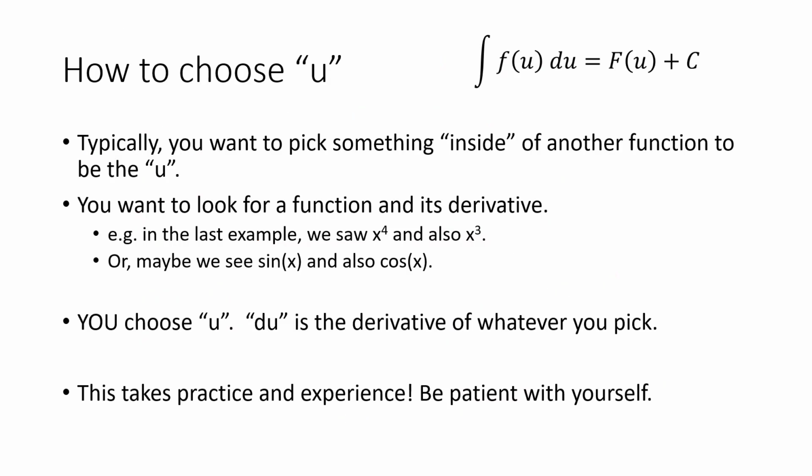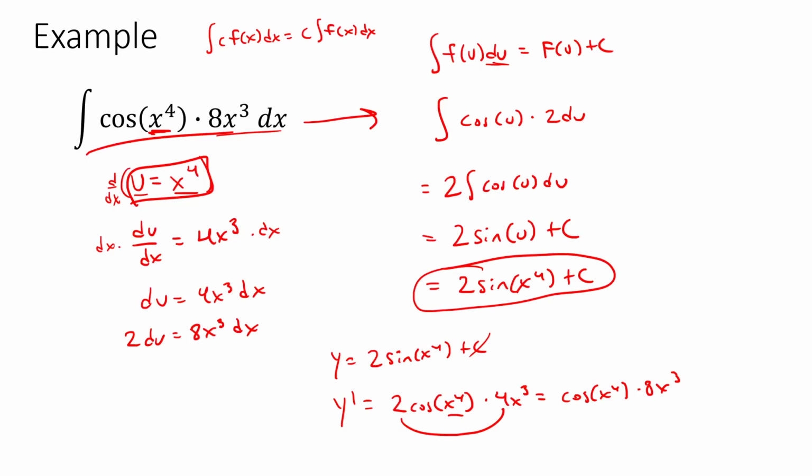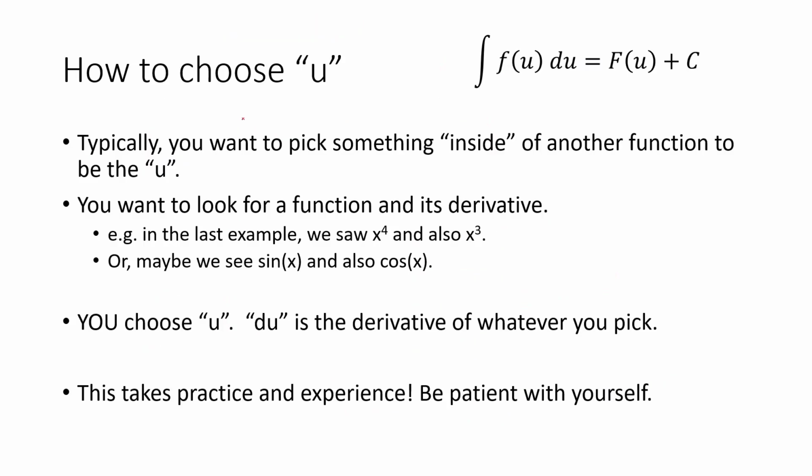Another thing is you want to look for something and its derivative. So last time, we know the derivative of x to the fourth is going to be something with an x to the third. So that's another little trick we look for. Or maybe you see a sine, and so then you know the derivative is cosine or something like that, or tan and secant squared. You get to decide what you want u to be. You don't get to pick du. Du is literally, you can think of the d as telling you to take the derivative of u.